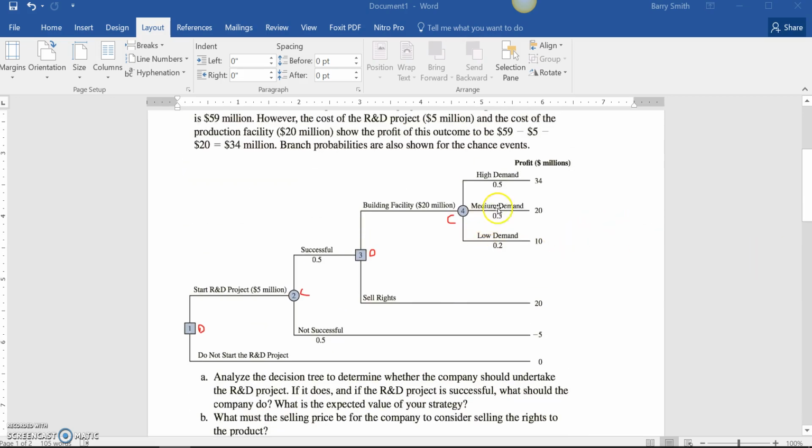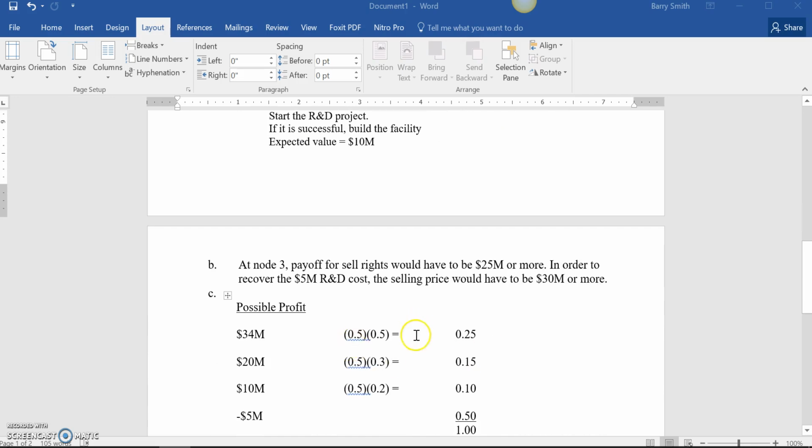And so what we're doing is we're going back here. So we're saying we're going to be successful, and so we're just taking that 0.5 times 0.5, then 0.3 times 0.5, and then 0.2 times 0.5, and that's working our way through. We're saying we're going to build it, we're going to be successful, and that's going to be our possible profits. Now that's the top three.